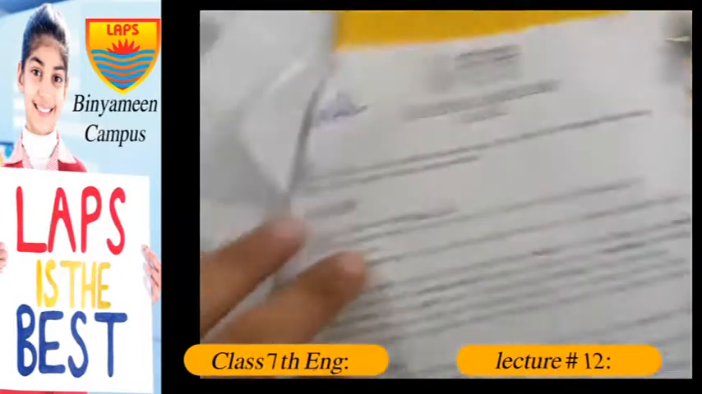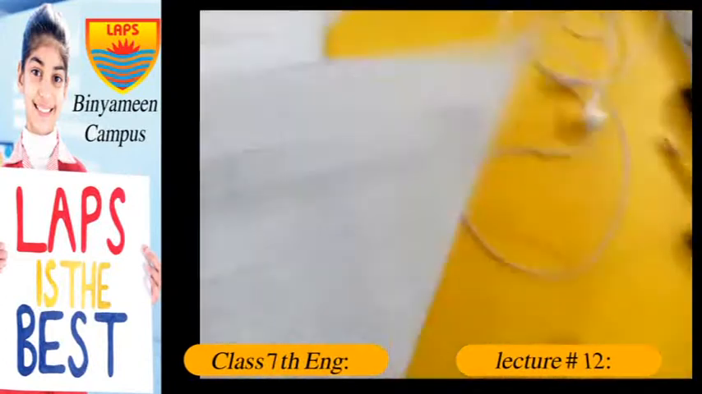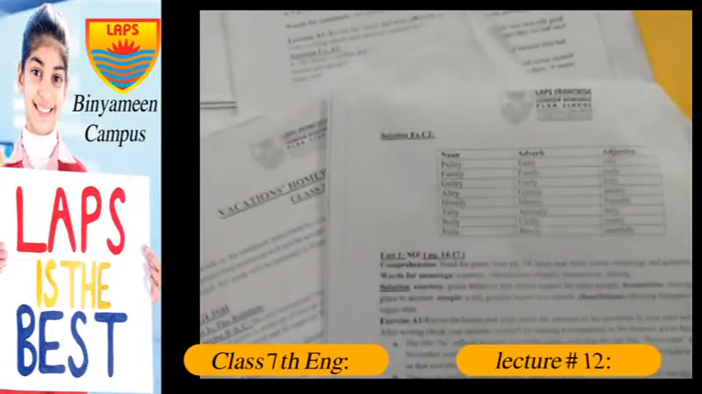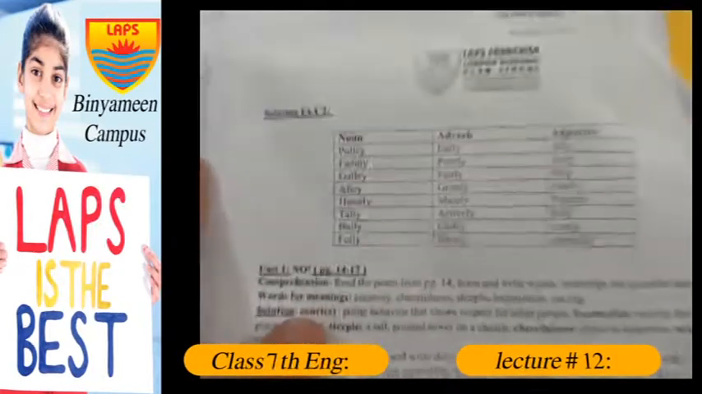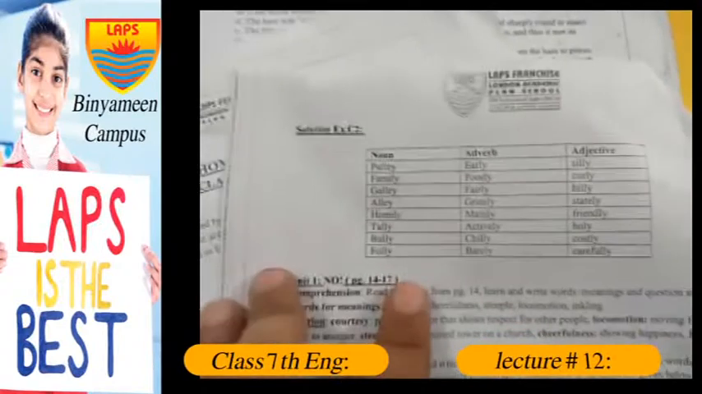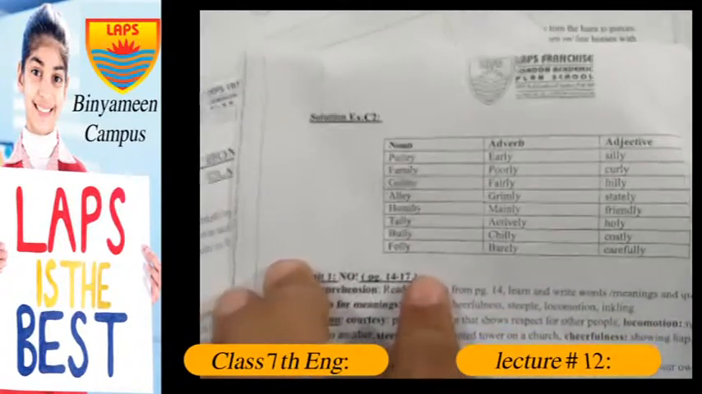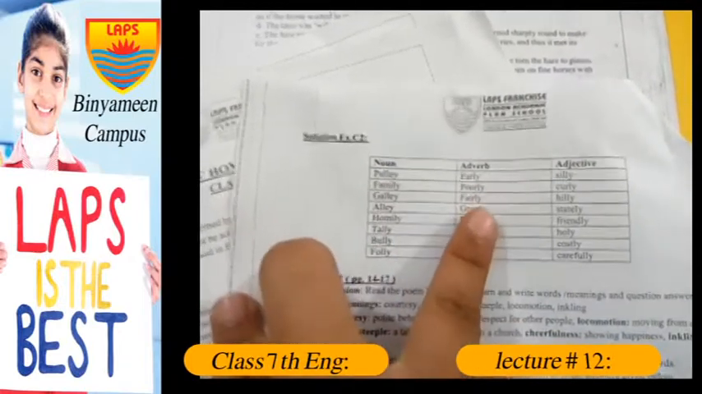Let me check the name of the unit. Light in the Night. If you open your books to page C1, the solution is already given here, but I will be explaining it to you guys. You can write it in your notebooks or in your books too. The first task is to find nouns, adverbs, or adjectives.